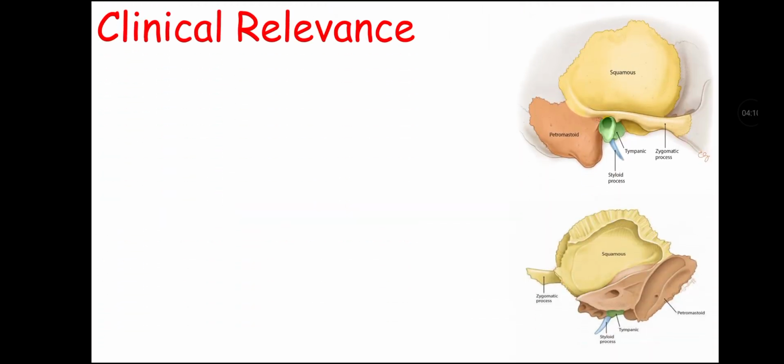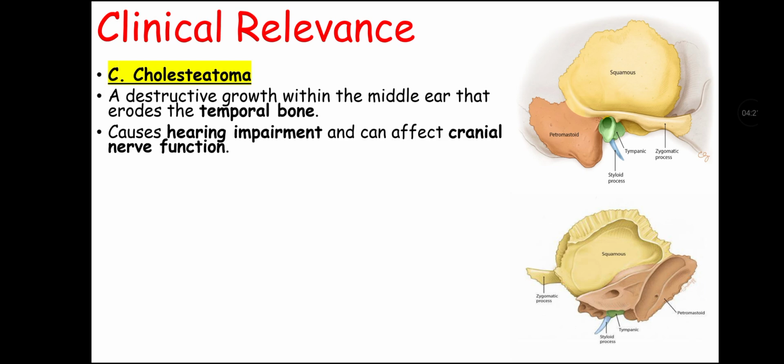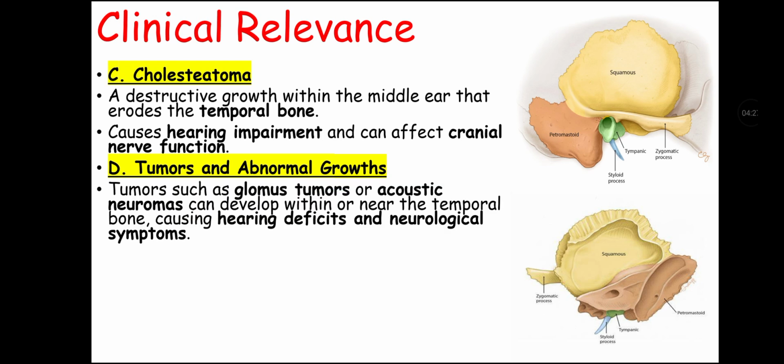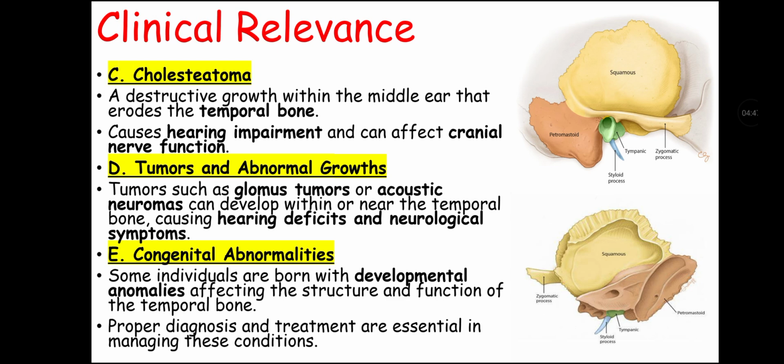Talking further about the clinical relevance of temporal bone, there may be cholesteatoma, that is destructive growth within the middle ear that erodes the temporal bone. It causes hearing impairment and it can affect cranial nerve function. Next clinical relevance is tumor and abnormal growth, as tumors such as glomus tumors or acoustic neuromas can develop within or near the temporal bone, causing hearing deficits and neurological symptoms. Next clinical relevance is congenital abnormalities, as some individuals are born with developmental anomalies affecting the structures and function of temporal bone. Proper diagnosis and treatment are essential in managing these conditions.